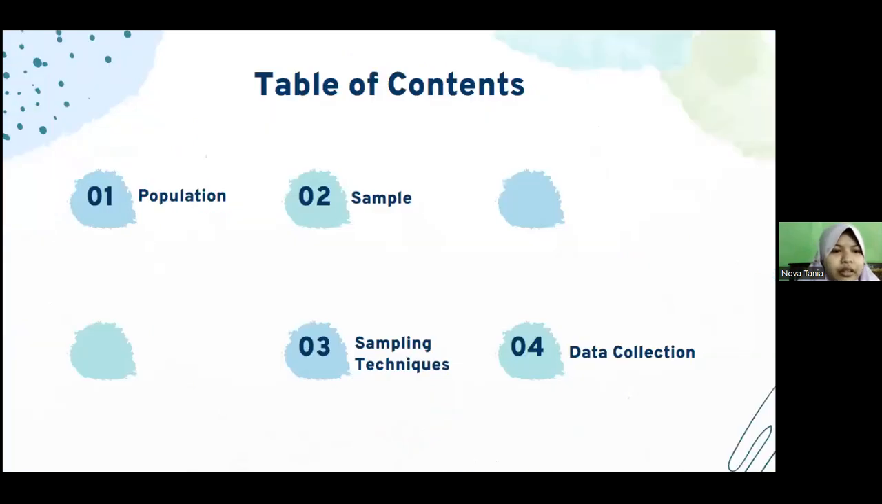This is the content that will be presented. The first is about the population, second about the sample, the third about sampling techniques, and the last about data collection.